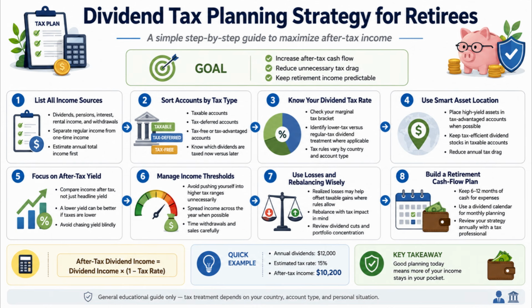A simple way to understand the impact is this: after-tax dividend income equals dividend income multiplied by 1 minus the tax rate. For example, if annual dividends are $12,000 and the estimated tax rate is 15%, the after-tax income becomes $10,200. So, the main idea is simple.